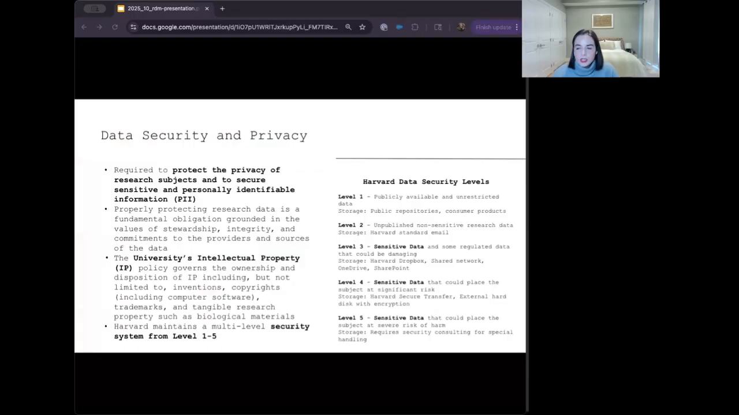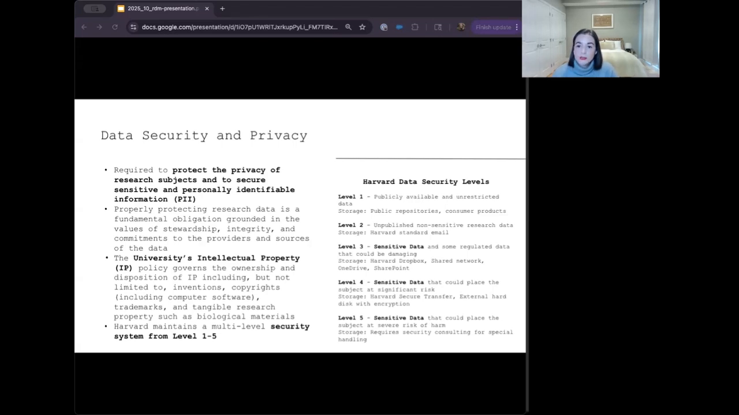Speaking of Harvard data security levels, most institutions will have security levels for their research data. Here at Harvard, we have a multi-level security system. So there are 5 data security levels indicating what tools or platforms you can use for each level. So it goes from 1 to 5. Level 1 is publicly available information. This is basically any information you'll find on our website or anything that's public. And then it goes all the way up to level 5, which is very sensitive and secure data.